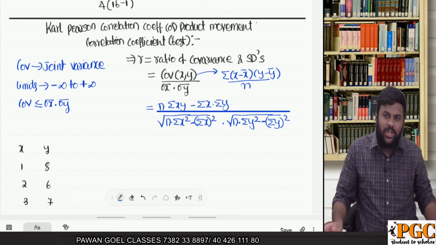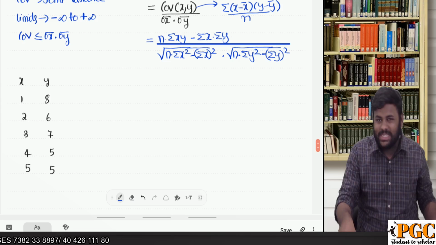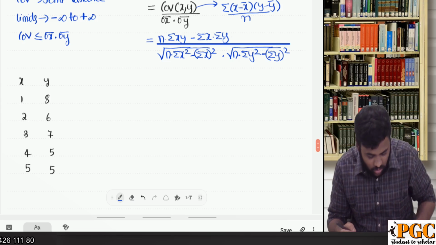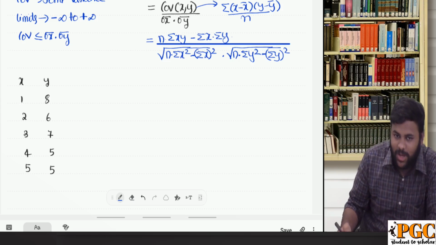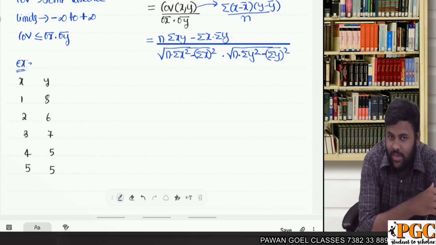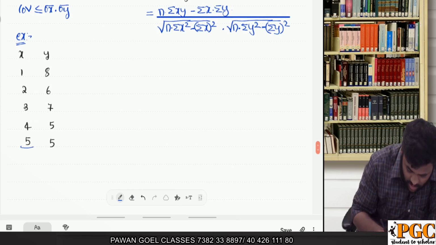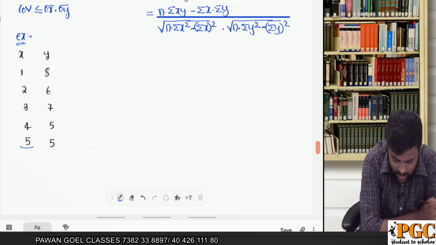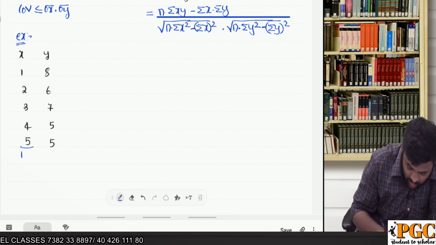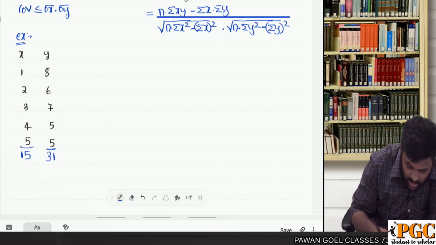Now my dear friends, let us do one small thing. For the given example what we have here, let us compute the Karl-Pearson correlation coefficient using this formula. Now taking this example, my dear friends, x and y variables. Now what is supposed to be the total of x? 1 plus 2 plus 3 plus 4 plus 5, that is nothing but 15. What is supposed to be the total of y? 8 plus 6 plus 7 plus 5 plus 5, which is supposed to be 31.